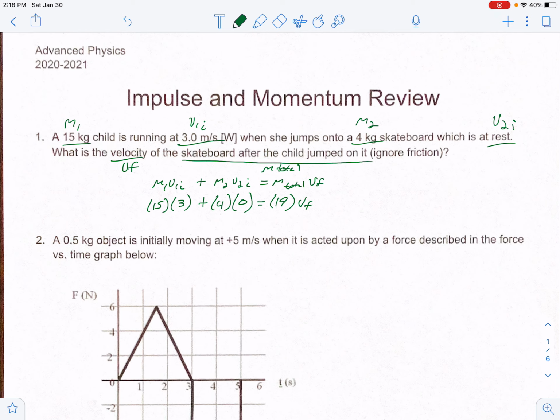I'm going to tidy this up a little bit. 15 times 3 is 45. 4 times 0 is 0. So this whole left side is going to be 45, equals 19 VF. Divide both sides by 19, and if I did my calculations correctly, you should have a final velocity of both the child and the skateboard of 2.37 meters per second.